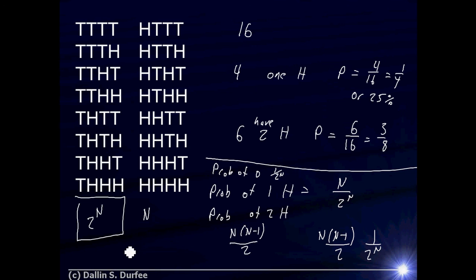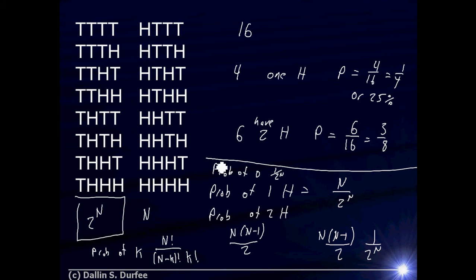And in general, the probability of k heads is just the number of flips factorial over the number of flips minus k factorial times k factorial, divided by 2 to the n. If you look at the homework and the video for Entropy 2, it'll talk more about that.